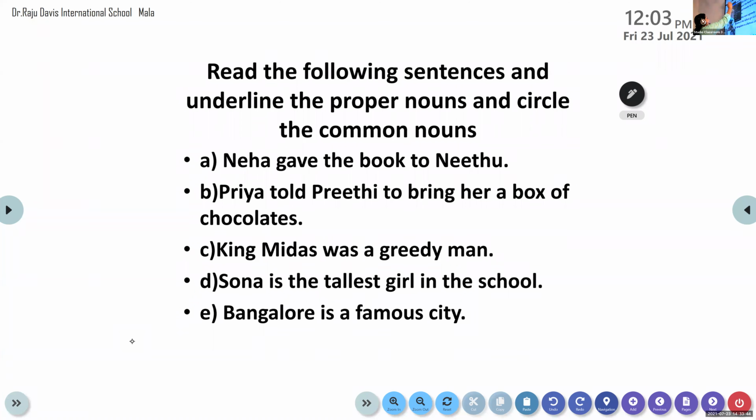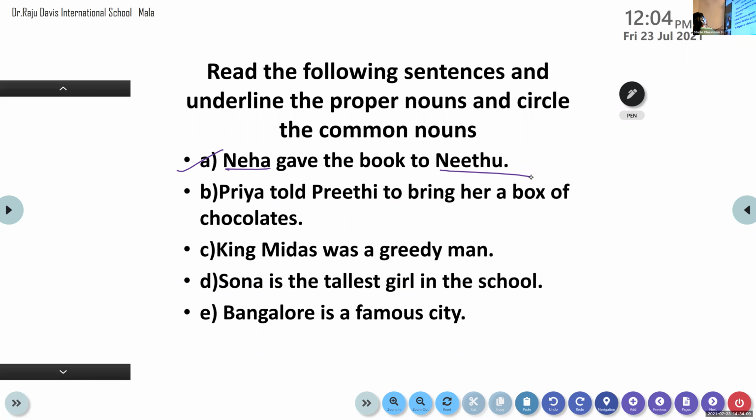Catherine, come on. Read the first question and tell me, pick out the proper nouns in the sentence. Neha gave the book to Neetu. Yes, Neha gave the book to Neetu. Now pick out the proper nouns. Neha and Neetu. Very good.